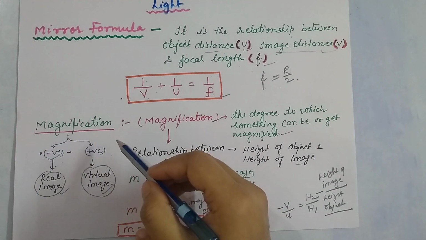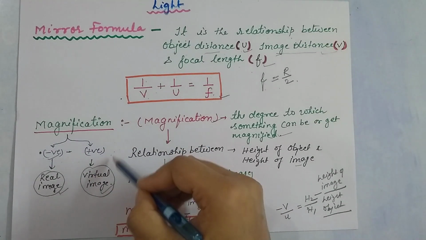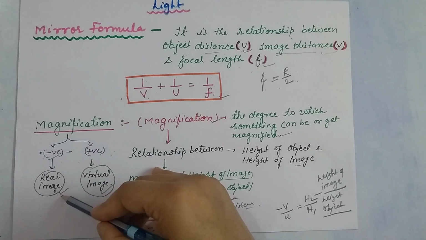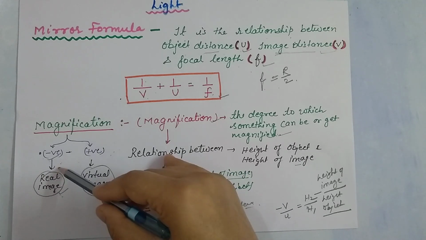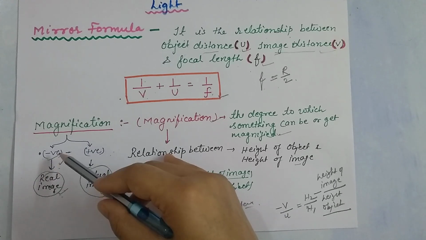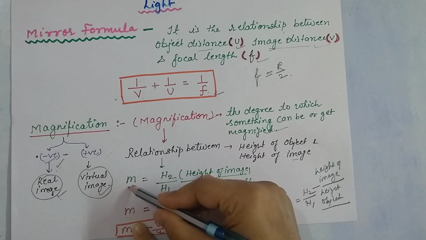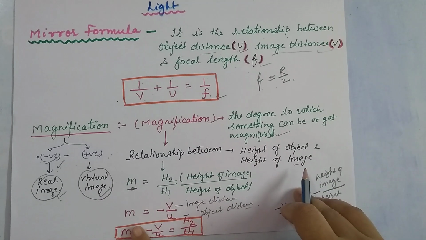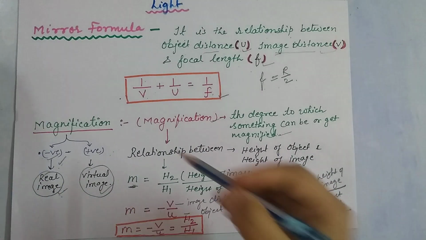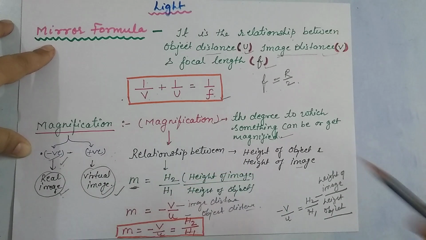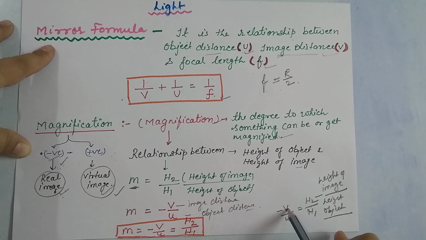And the third thing we have to keep in mind is that the positive and negative sign shows the virtual and the real image. If a negative sign comes, then the magnification is negative. Magnification is denoted by M, and it is known as a real image. And if positive comes, then it is a virtual image. This is the relationship we establish between the object distance, image distance, height of the image and height of the object.